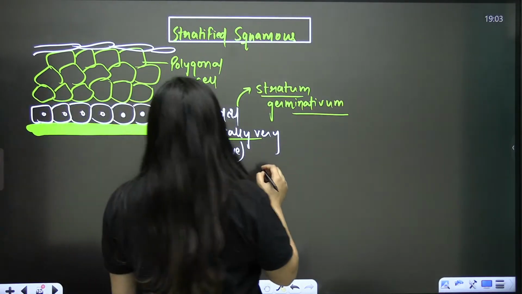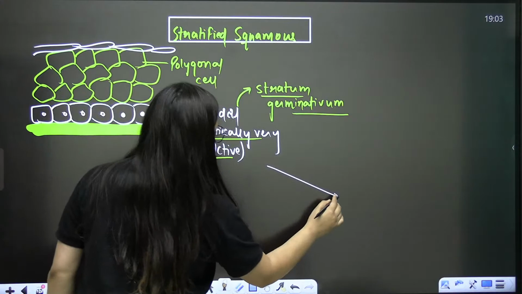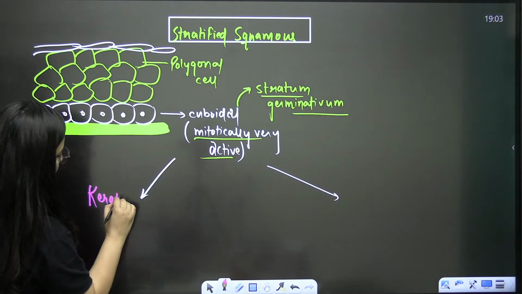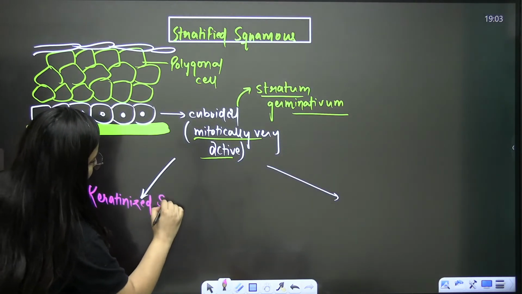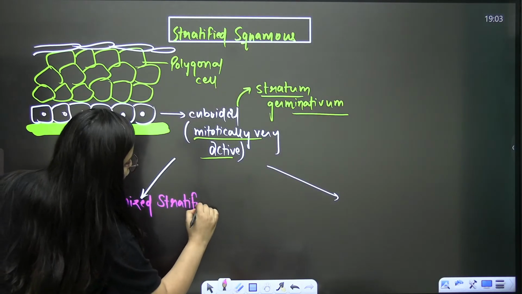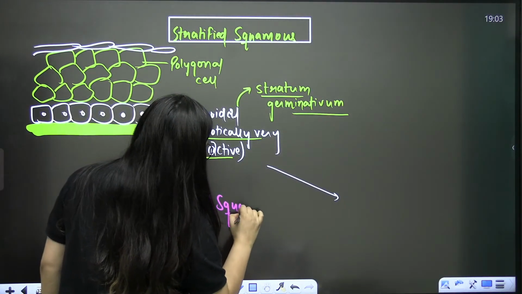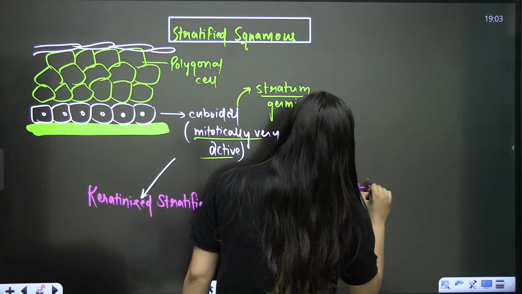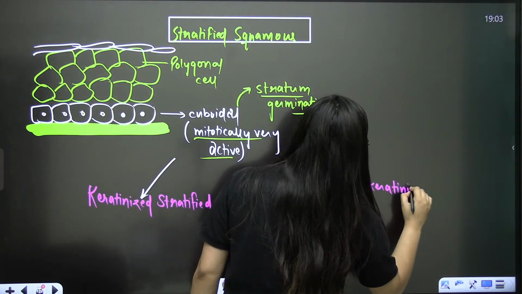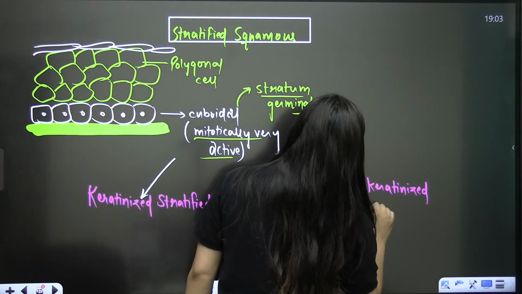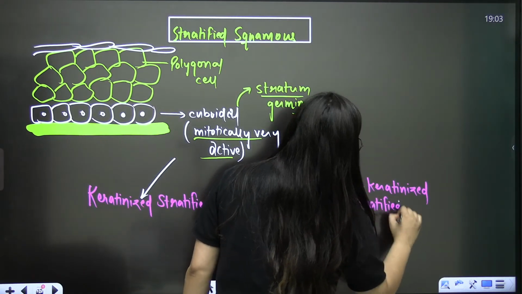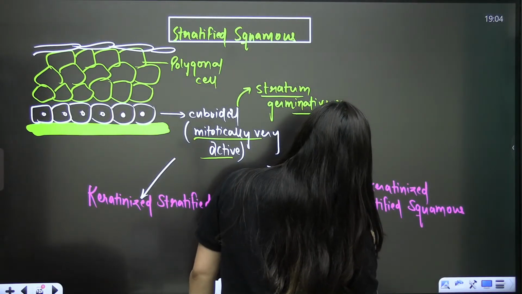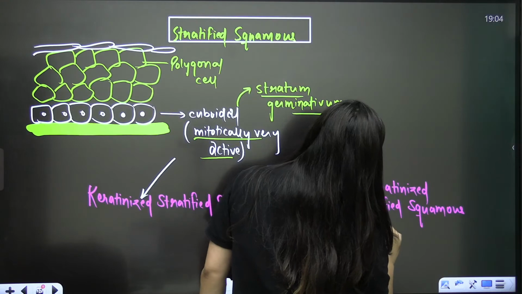So in stratified squamous, you have further two categories. One is keratinized stratified squamous epithelium. Another is non-keratinized stratified squamous epithelium. Is that clear?